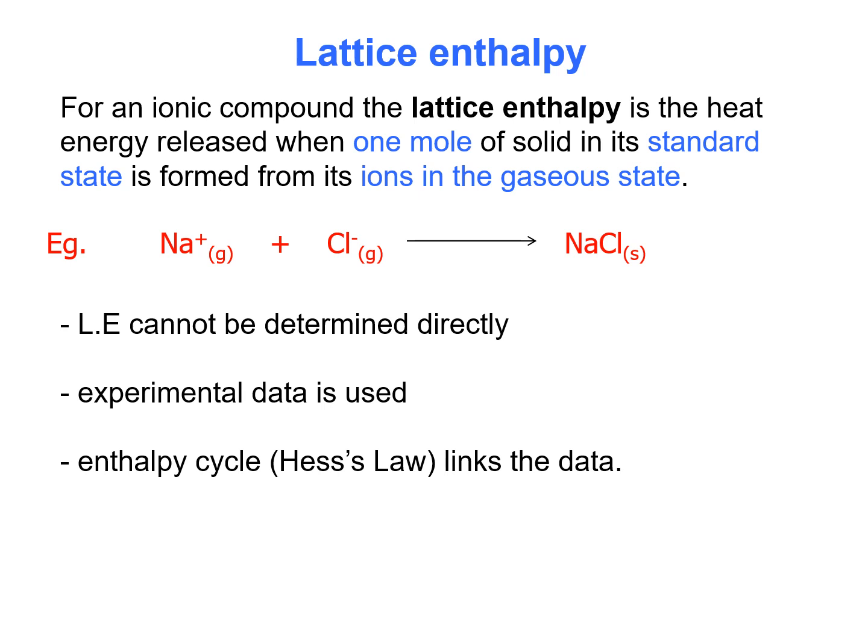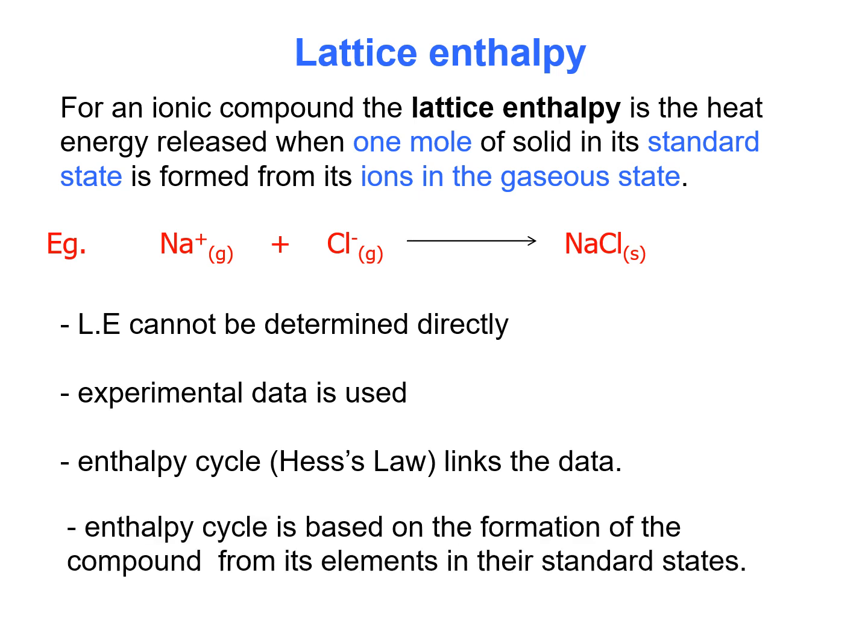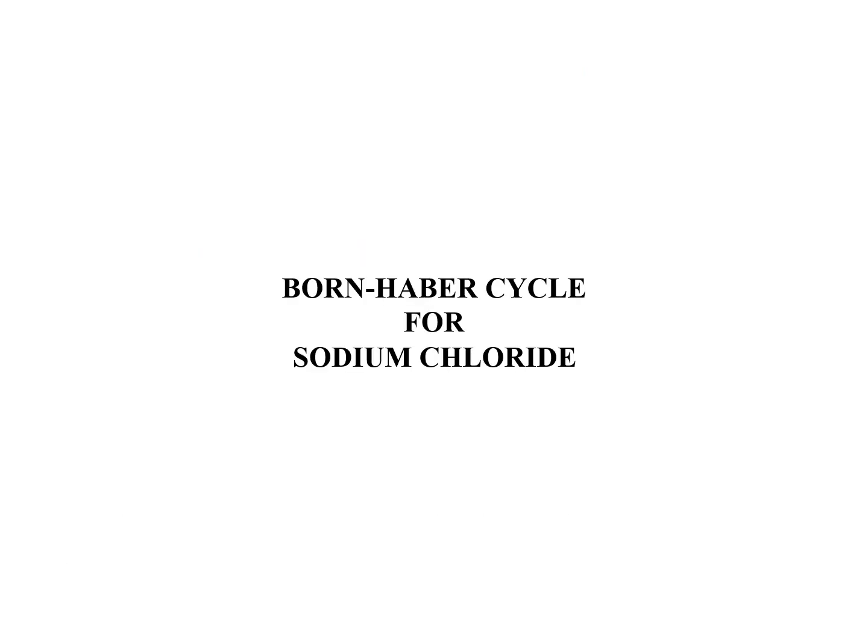Now, the reality is that we can't determine it experimentally. There's no experiment that we can design that will enable us to work out this enthalpy change. So instead, what we use is a giant Hess cycle to be able to do this. And I'm going to take you through this, and then perhaps in a subsequent video, we'll have a look at some more complicated examples. So let's have a look at the Born-Haber cycle for sodium chloride.